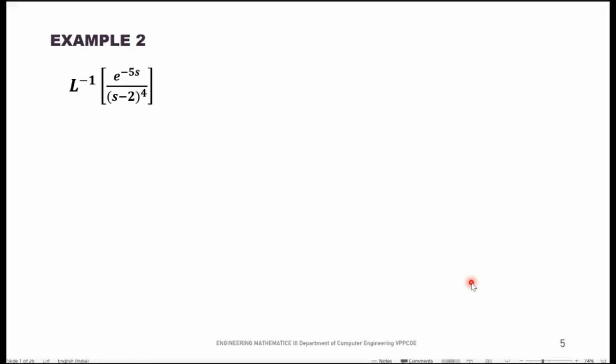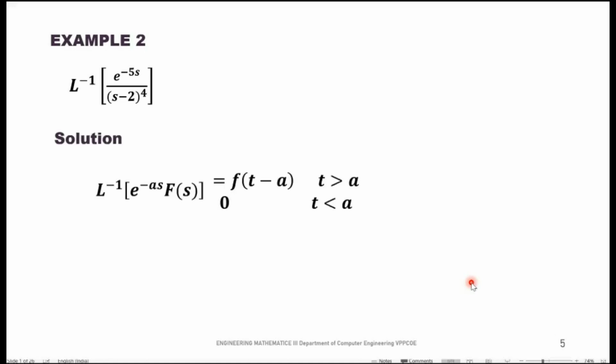So here, what will f of s be? Other than the function, 1 upon s minus 2 whole raised to 4. Okay, so I'm comparing this function with e raised to minus as into f of s. So if I compare with this, a value will be 5 and f of s value will be 1 upon s minus 2 whole raised to 4. So a is equal to 5 and f of s is equal to 1 upon s minus 2 whole raised to 4. Now, how to calculate f of t or inverse of this function?